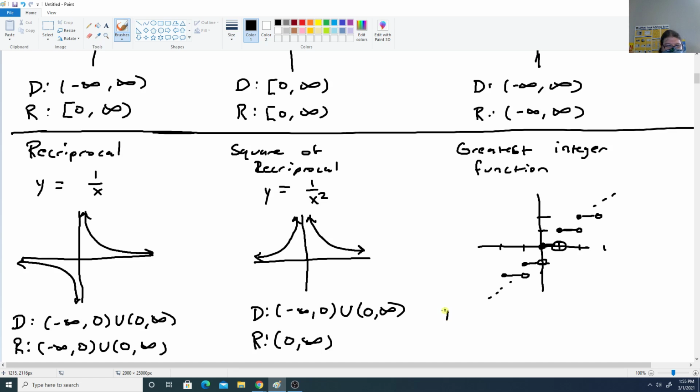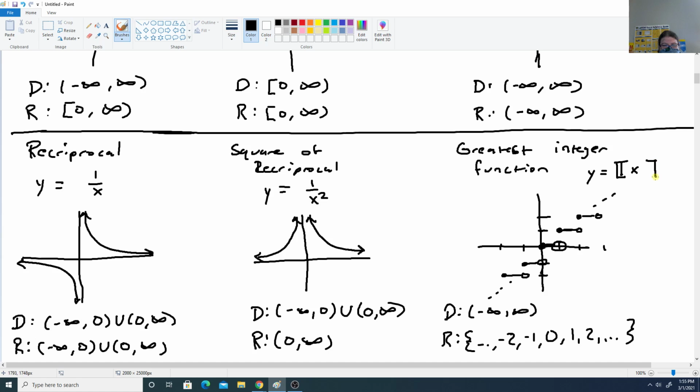So the domain on this, everywhere there's an open dot, there's a closed dot that's above it, so it never skips an x value, so its domain's all real numbers. Its range, however, the only y values where this exists are positive and negative whole numbers, so we get 0, 1, 2 on up, and we get -1, -2 on down. So basically, the greatest integer function, you can kind of think of it as always rounding down. Its symbol, our book uses y equals the double square bracket of x.